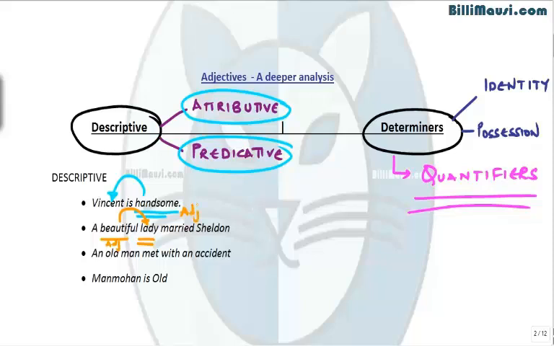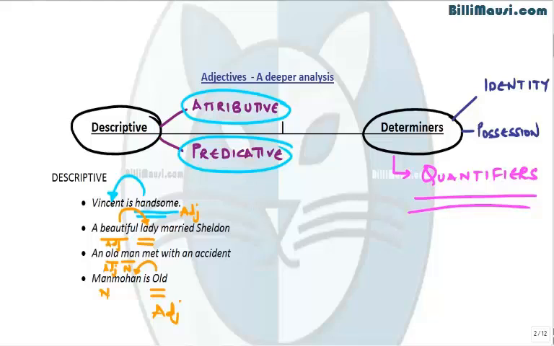An old man met with an accident. Once again man is the noun and old is modifying man and it is placed to the left hand side of man. In the next sentence, Manmohan is old. In this case, old is the adjective which is modifying Manmohan. Now you can see, depending on the placement of the adjective to the left hand side of the noun or the pronoun or the word which it is trying to modify, it can be categorized into attributive or predicative case. We'll study attributive and predicative case in detail shortly. Meanwhile, you can just remember that descriptive adjectives can be categorized in 2 different headings. Let's move on to the next segment, that is determiners.